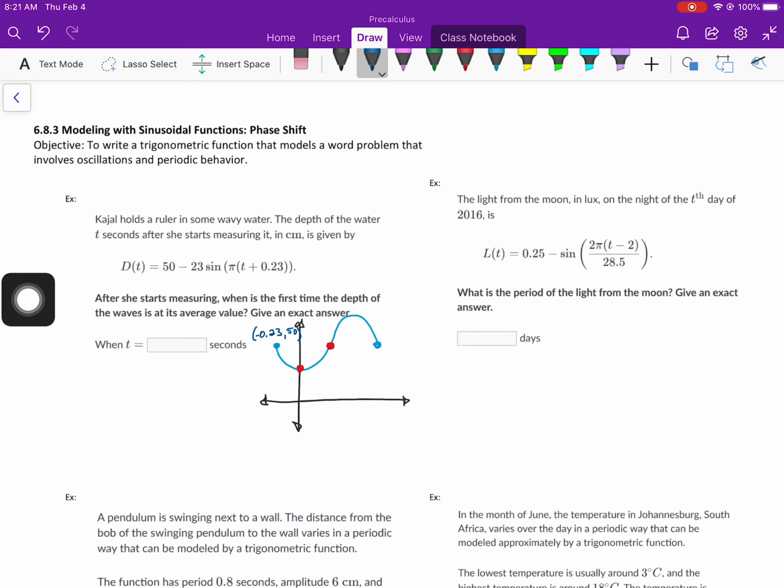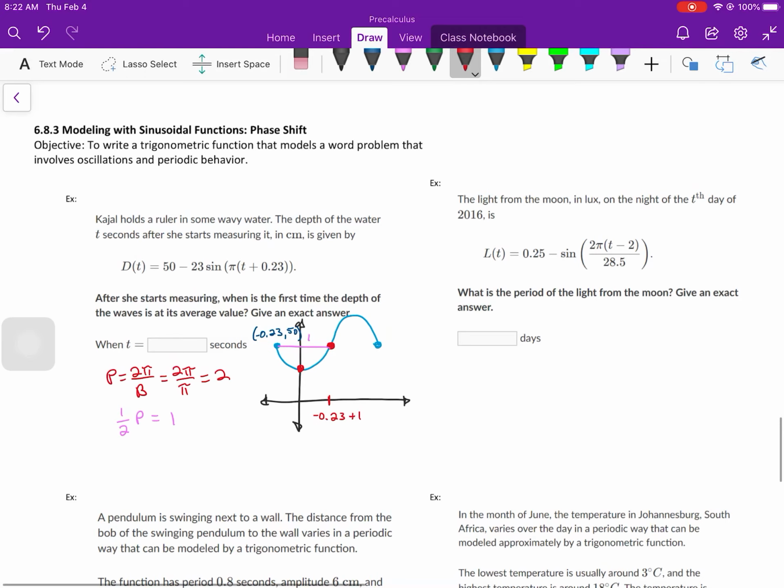So it's halfway through the period. So what is the period? Let's start with that. So the period equals 2 pi over b, which is 2 pi over pi, which is 2. So halfway through the period is going to be 1. Half of the period equals 1, right? So if we're starting at negative 0.23, the x location, that's going to be negative 0.23 plus that 1, which is going to be 0.77.